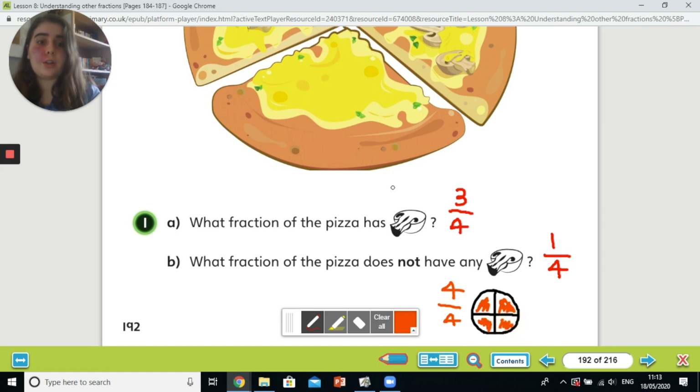So our number of pizza slices has to add up to 4. So 3/4 have got mushrooms on and 1/4 does not have mushrooms on. 3 plus 1 is the same as 4.